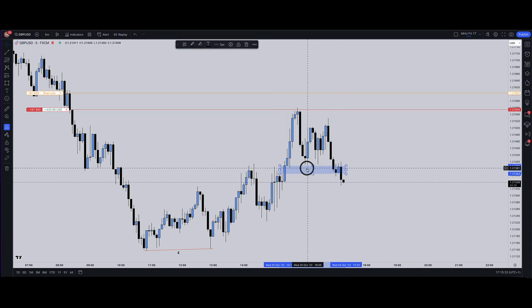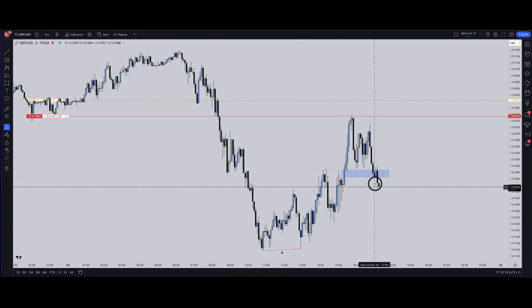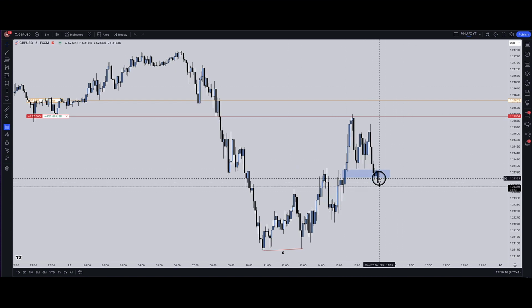If you are buying from down here expecting this to run up higher because price is making higher highs, higher lows, higher highs, higher lows, higher highs, higher lows. If this level was meant to hold and we just violated it, we've just taken out the only thing that could have held price to take it to the upside. You should be all in.